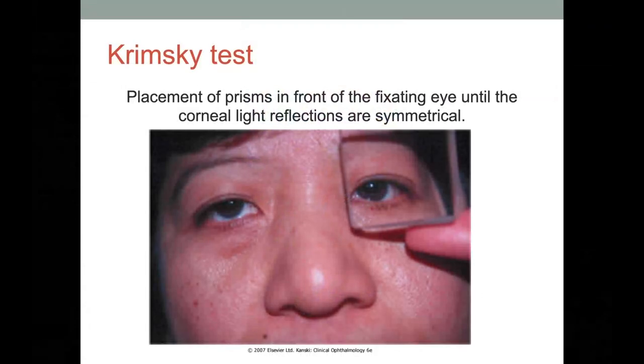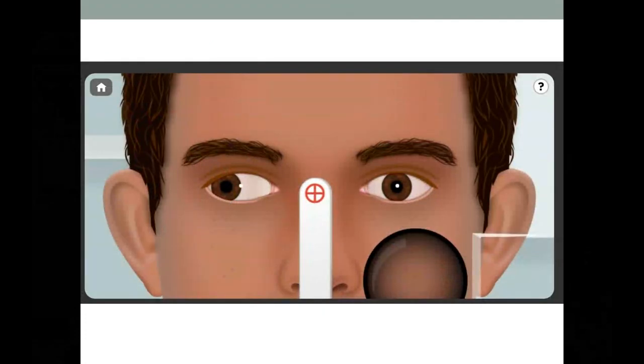So another test that we do is called a Krimsky test. Basically what you're going to be doing is placing a prism in front of the fixating eye until the corneal light reflexes are symmetrical. So here we go. We see there's a deviation in this eye. We look at the right eye and we see that there's about a 45 degrees exotropia of that right eye. I hope everyone can appreciate that.